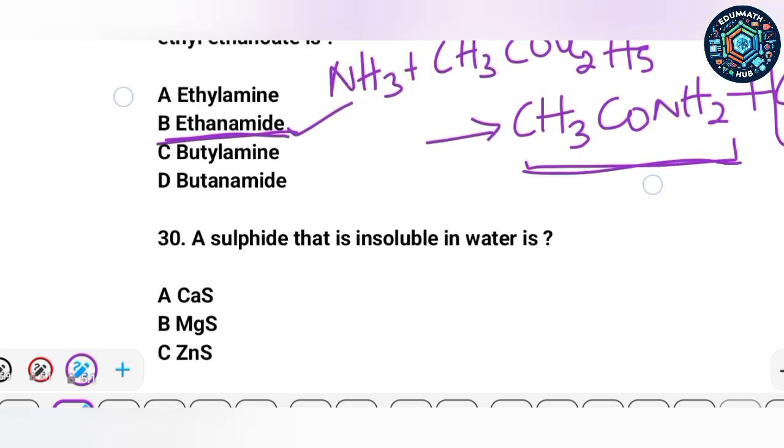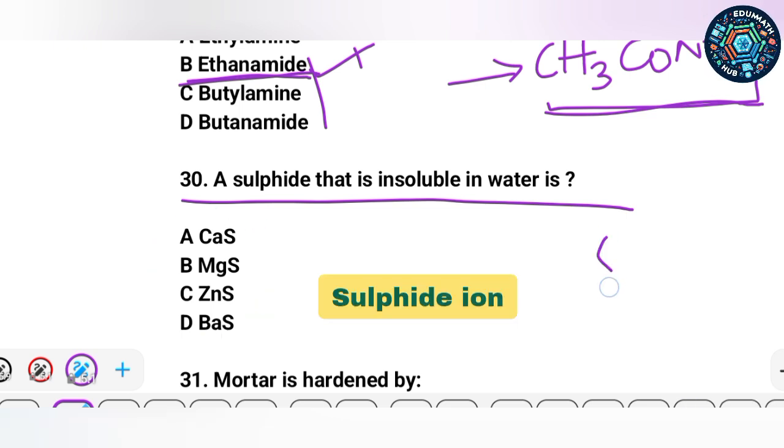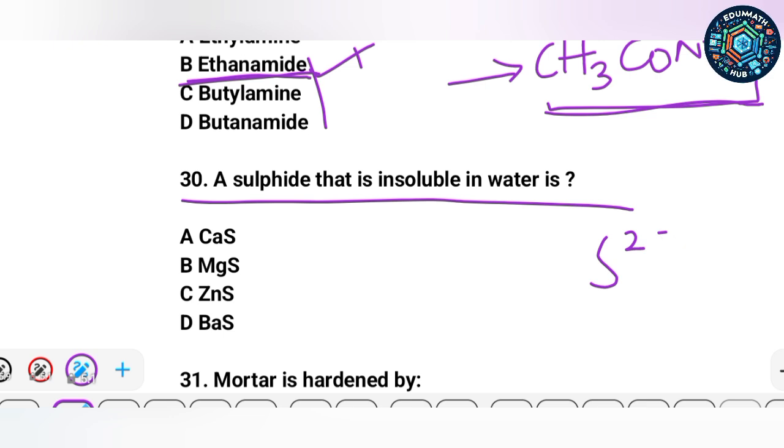Okay, now the next one. A sulfide that is soluble in water is dash. To give us these four options, the first thing to understand is that sulfides contain the sulfide ion, which is S2 minus. And all group 1 elements and all group 2 elements, their sulfides are soluble in water. Okay, keep that in mind.